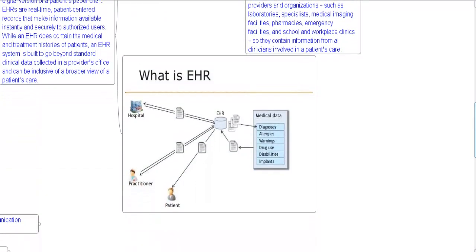This picture shows how patient medical data is accessed by hospital practitioners using an EHR system. Remember, the patient cannot change or modify his or her electronic health record data. Now we'll explore the PACS system.